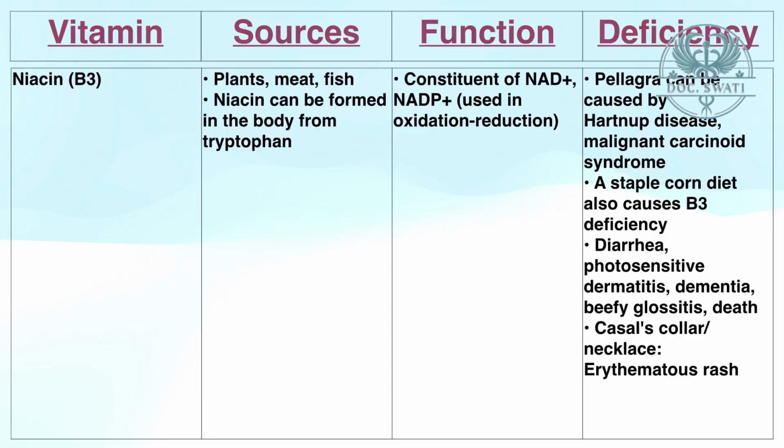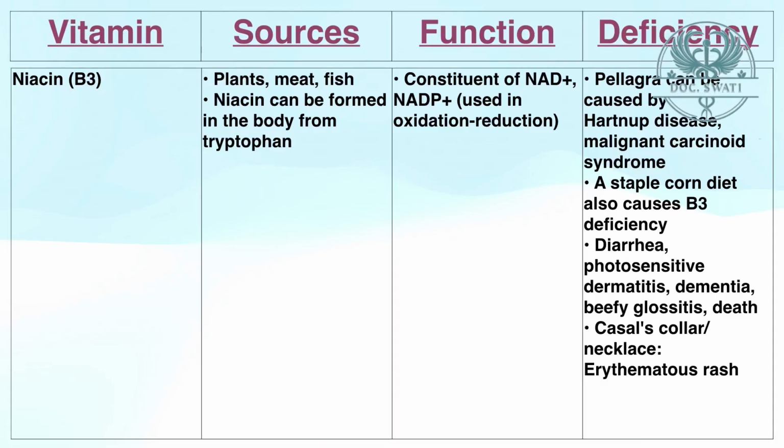Next we have niacin, B3. Sources: plants, meat, fish. Niacin can be formed in the body from tryptophan. Function: constituent of nicotinamide adenine dinucleotide phosphate, used in oxidation reduction. Deficiency: pellagra can be caused by Hartnup disease and malignant carcinoid syndrome. A staple diet of maize also causes B3 deficiency. Diarrhea, photosensitive dermatitis, dementia, beefy glossitis, death. Casal's collar, necklace, erythematous rash.